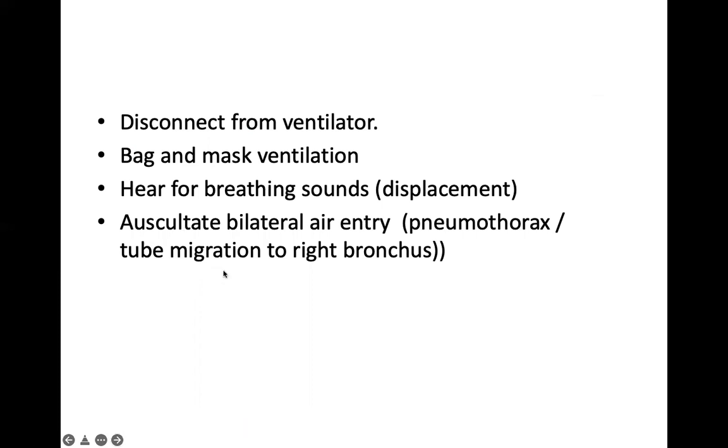And after that, immediately you auscultate bilaterally to see whether it is equal or unequal. Unequal air entry can be due to pneumothorax or can be tube migration to the right bronchus. So see where the tube was fixed, whether it has gone too much in. If that is not the cause, then pneumothorax is highly possible.